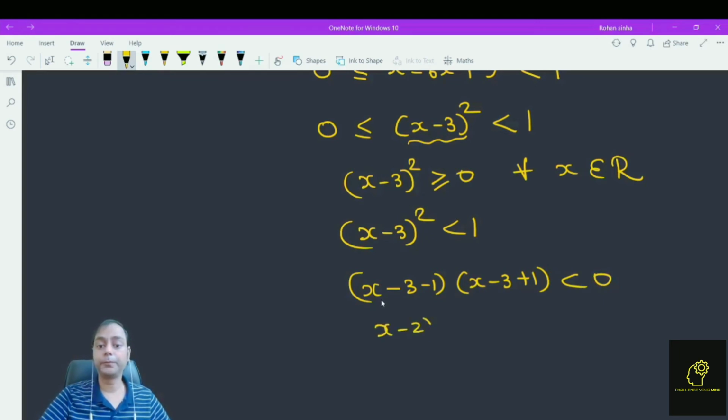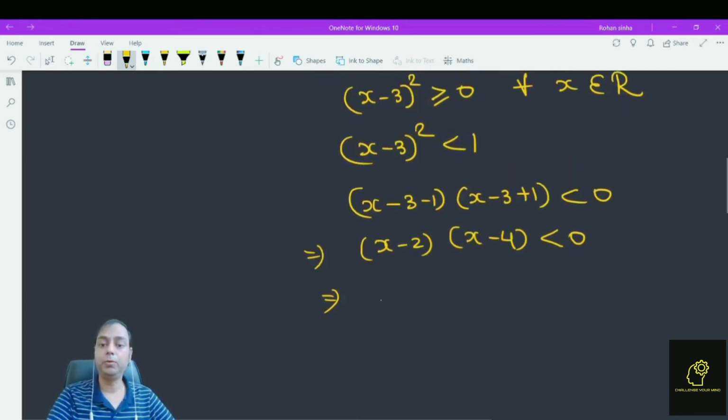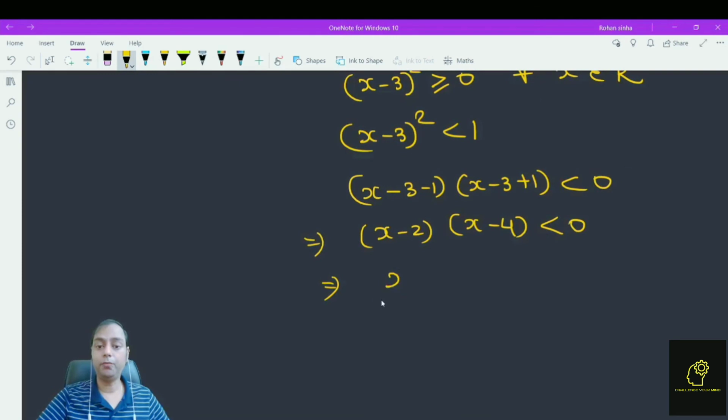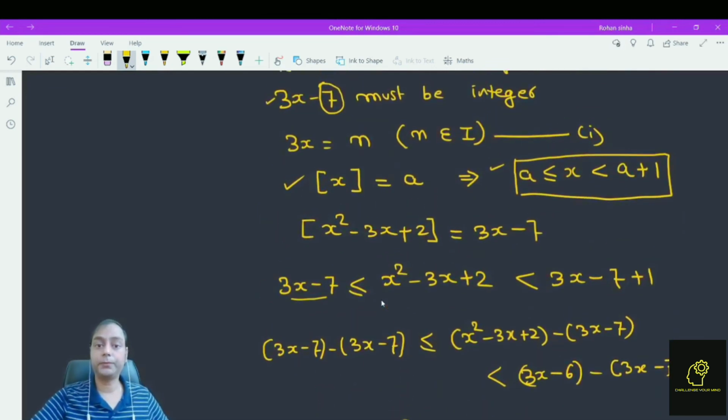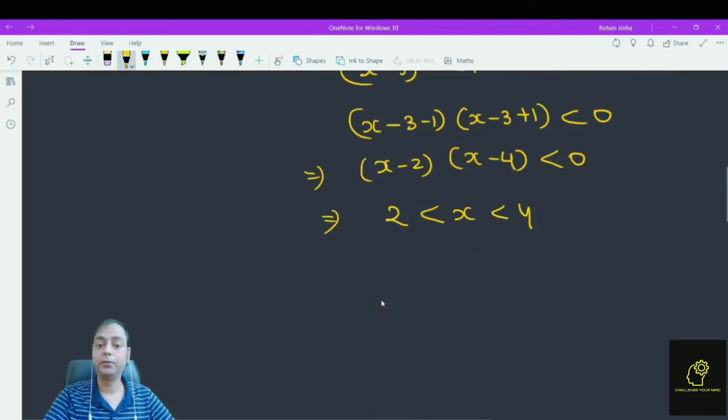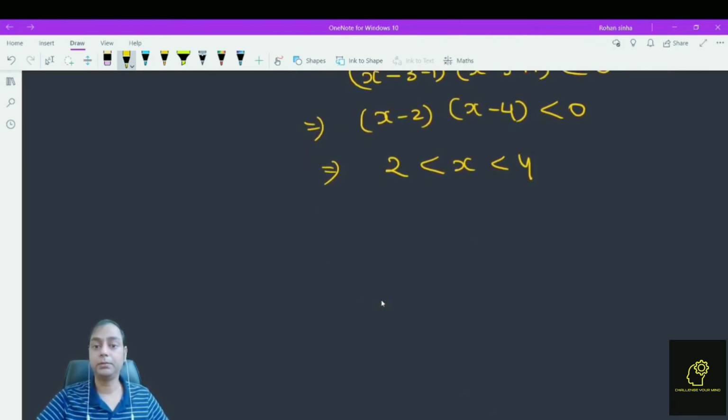So (x − 2)(x − 4) < 0. What does it mean? x lies between 2 and 4. If you plot this on a number line, you find x lies between 2 and 4. Now from the earlier equation, what is x? From here, x is equal to n/3, because 3x must be an integer, so simply write x as n/3.